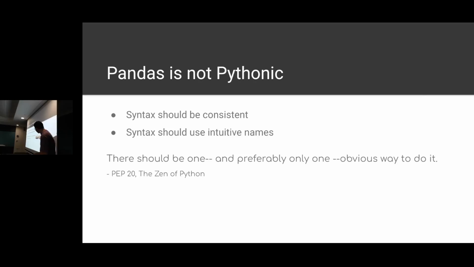And this is one key code I think I like about pythonic code, which is there should only be one obvious way to do something. And we'll see how Polars is much better at this than Pandas.